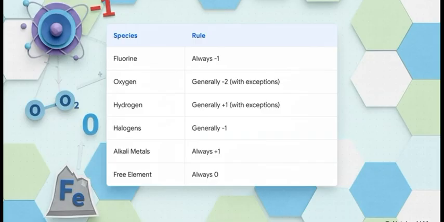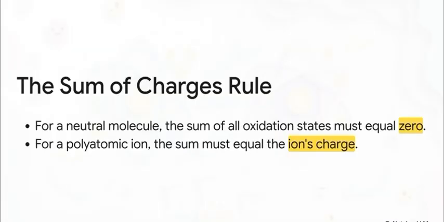Oh, and here's the easiest one of all. Any pure element, all by itself, like a chunk of iron metal or a molecule of oxygen gas, always has an oxidation state of 0. Now, this next rule is the key that makes the whole system work. Everything has to balance out. For a neutral molecule like water, H2O, all the individual oxidation states have to add up to 0. And for a charged ion like the sulfate ion, they all have to add up to that ion's total charge, which in sulfate's case is -2.